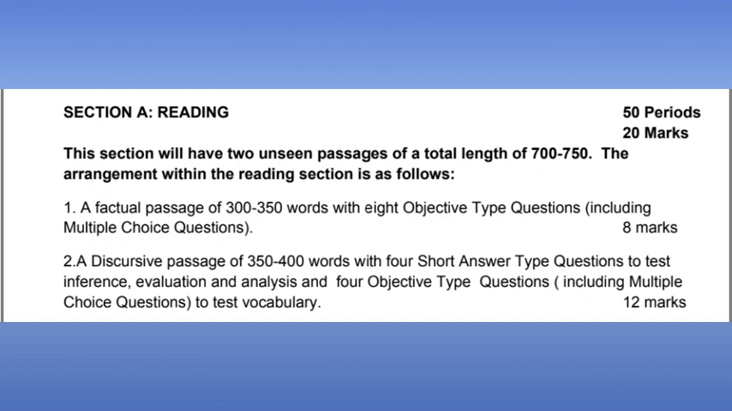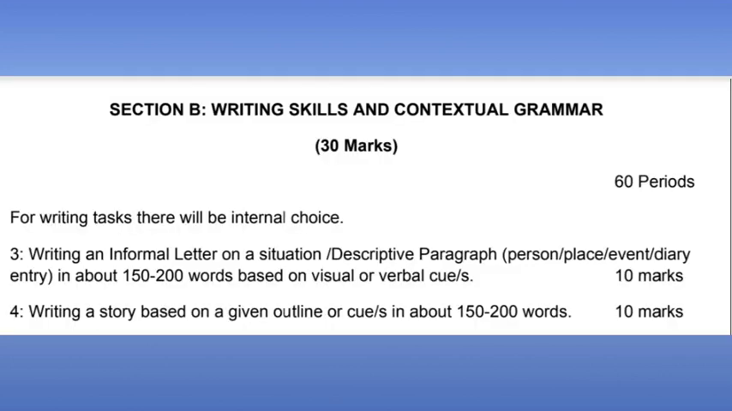Now let's move to our second section, which is the combined section of grammar and writing. So see students, the writing and grammar section would be the second section, and it would be a combined section for 30 marks. So in the writing section particularly, students will be given 2 questions. You can see on your screen. First is writing an informal letter on a situation, descriptive paragraph, person, place, event, diary entry in about 150 to 200 words based on visual or verbal cue or cues, and this question would be of 10 marks.